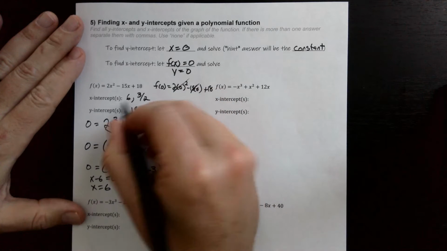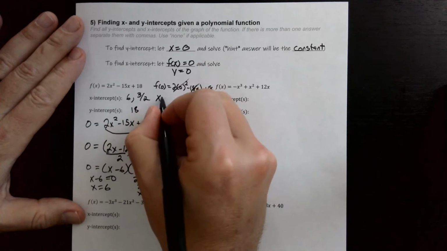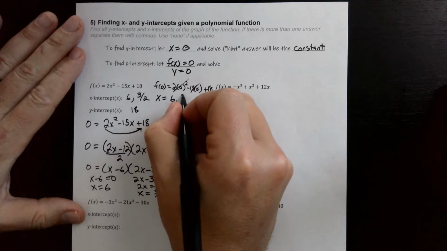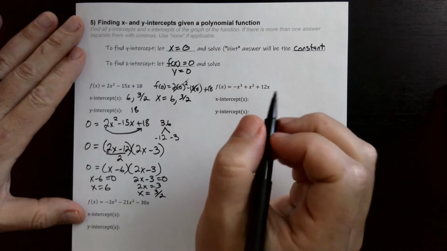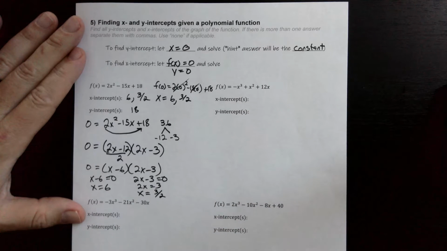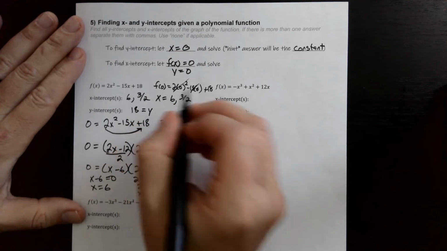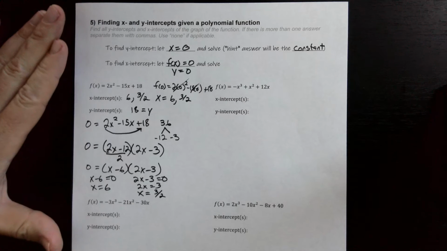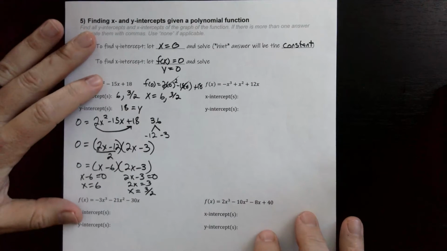Now you may be asked to write these as x equals these numbers, like x equals 6 and 3 halves, or not, just however you're asked to type it in or write it down on your homework. You may need to type in y equals 18. Okay, let's take a look at this one over here.